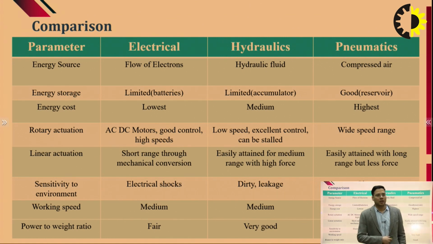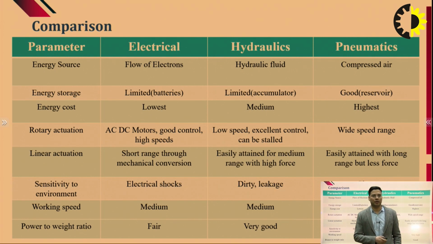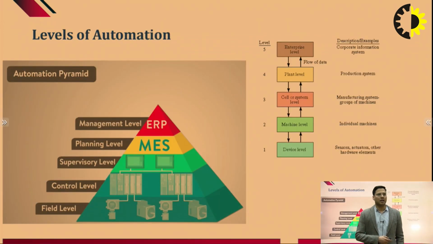Okay. Now power to weight ratio, compared to electricals, it is fair. In hydraulics it is good, and in pneumatics it is very good, or good we can say. But when we apply automation, there is a certain form of implementation, and this implementation of automation, when done in a systematic way, is known as the automation pyramid.